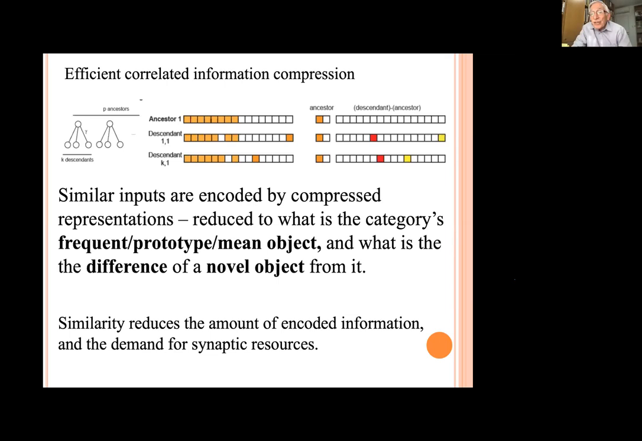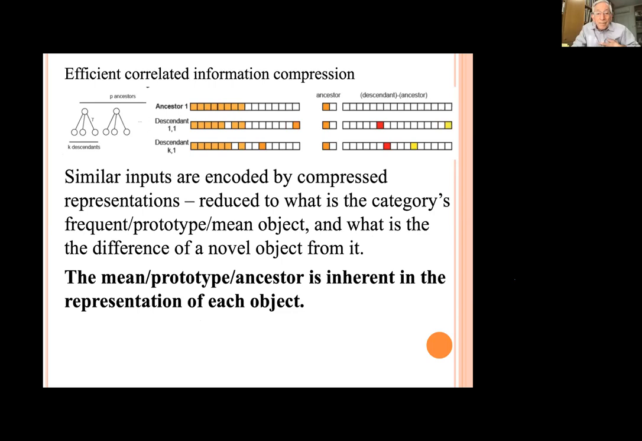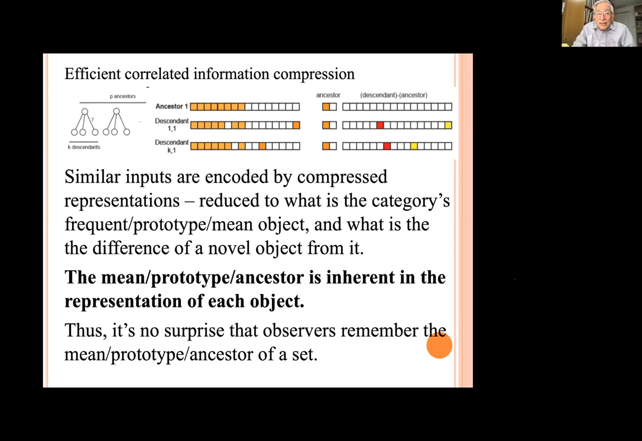But what does it mean in terms of our memory afterwards? We might forget the differences and remember only the prototype. We might remember, yes, I saw a dog yesterday, and not remember exactly which kind of dog it was. Okay. The mean prototype answer is inherent in the representation of each object. Thus, it's no surprise that observers remember the mean, the prototype, the ancestor of a set. There's no surprise that we have contraction to the mean, because when we're trying to remember all these circles, we remember the mean. Plus, yes, they were along the way, but what exactly, we don't remember, okay?